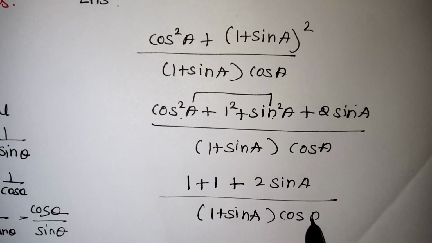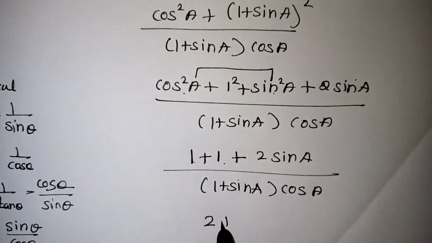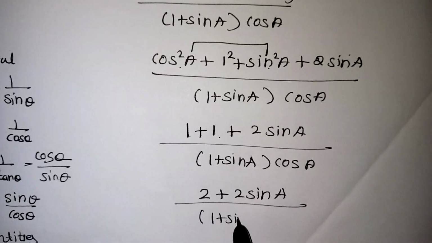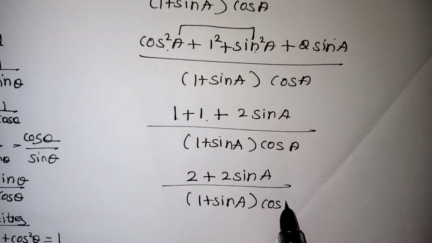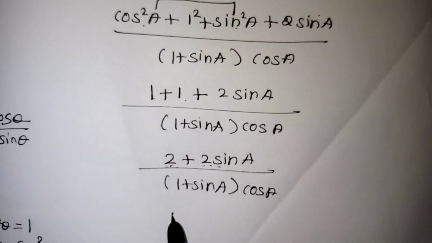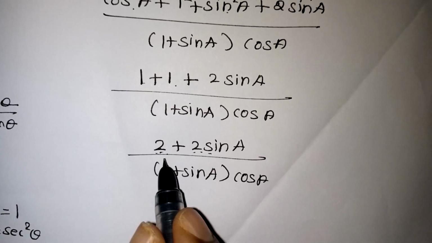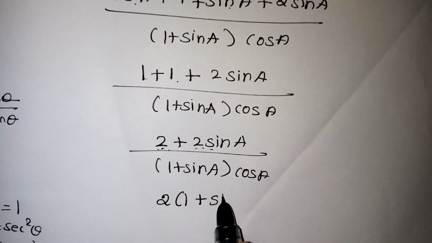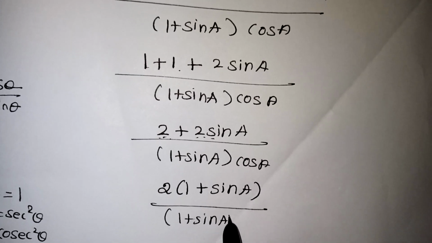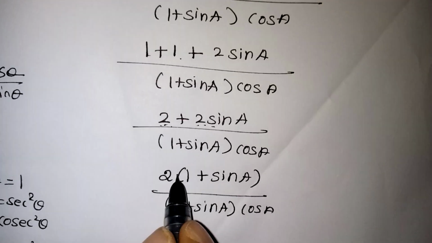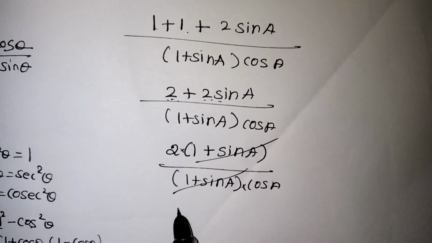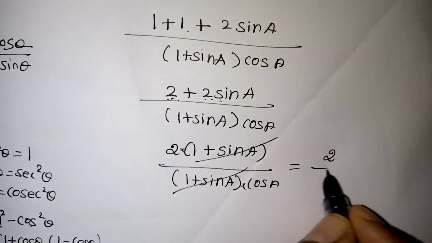The next step, 1 plus 1 will become 2, so (2 plus 2 sin A) by (1 plus sin A) into cos A we can write. Now look at the numerator, two terms are there, both have 2 as a common factor, so take the 2 outside as a common term. So 2 went outside, and the remaining (1 plus sin A) by (1 plus sin A) into cos A we are getting. So both in multiplication, this is 2 into, here also into, so 1 plus sin A, 1 plus sin A will get cancelled. So the remaining is 2 by cos A.